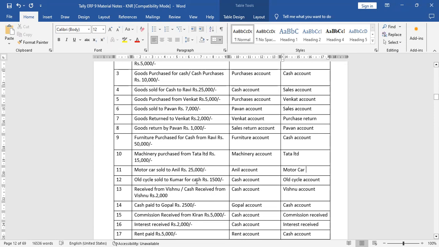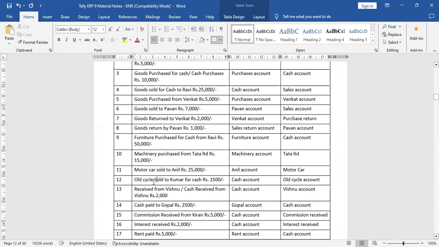Next one, old cycle sold to Kumar for cash. So this is a cash transaction. The previous one, motor car sold to Anil, is a credit transaction. That is the reason you mention the name. Here, old cycle sold to Kumar for cash. If you sell any goods for cash, you get the money or not? Yes, getting, sir.